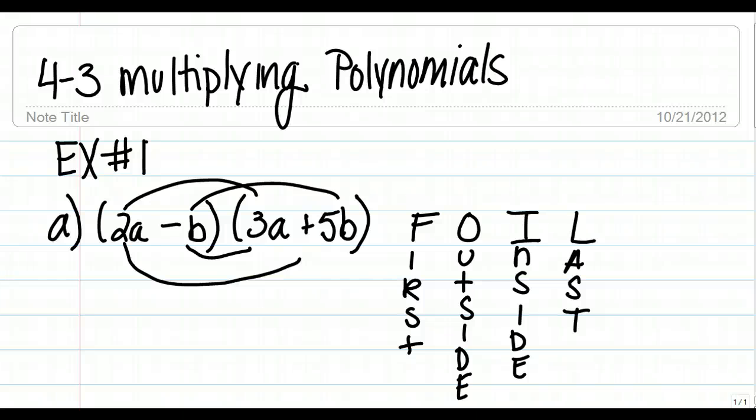Today we're doing 4-3, multiplying polynomials. This is a polynomial. It's actually a binomial, but polynomial is the main term for binomials, trinomials, and things like that. A binomial basically means that it has two terms. A trinomial would have three, and a polynomial covers any of those kinds of expressions. If you remember, if you're multiplying two binomials together, you use what's called FOIL.